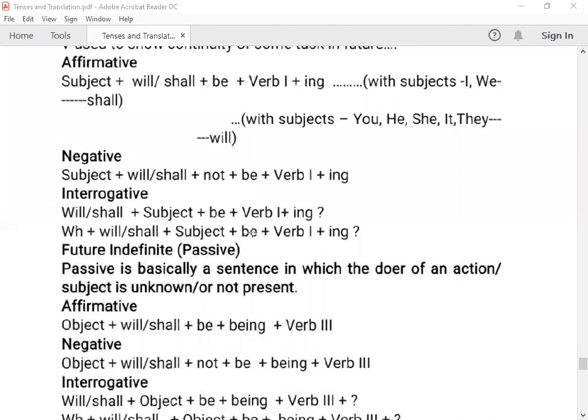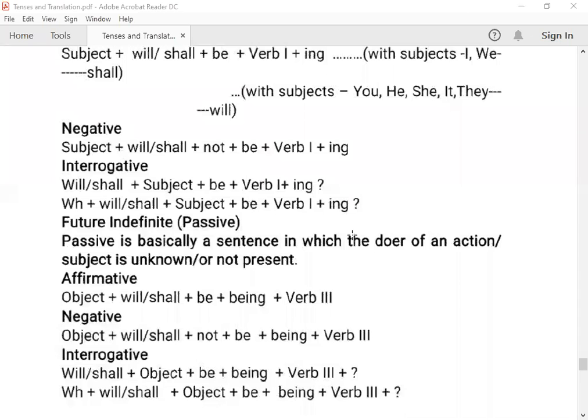Be will remain in its place as it is before, and then verb first form plus ing. Exactly here we are going to make the interrogative sentences that begin with WH words, then will, shall plus subject plus be plus verb first form plus ing. That is the pattern for constructing future progressive sentences.